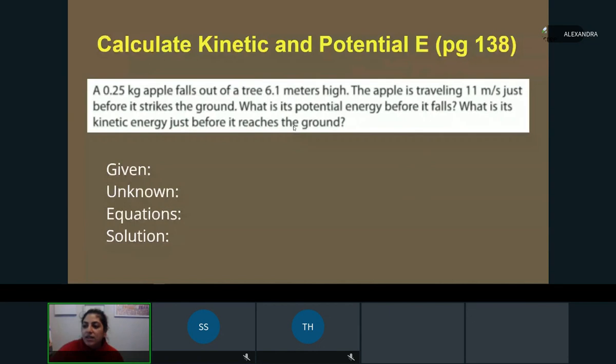We need to fill out our givens, our unknowns, the equations, and finally our solution. In our givens, what information do we already know from this problem? What variables do we have? Do we have mass? Do we have velocity? Do we have height? Do we have energy? What does this problem give us already?